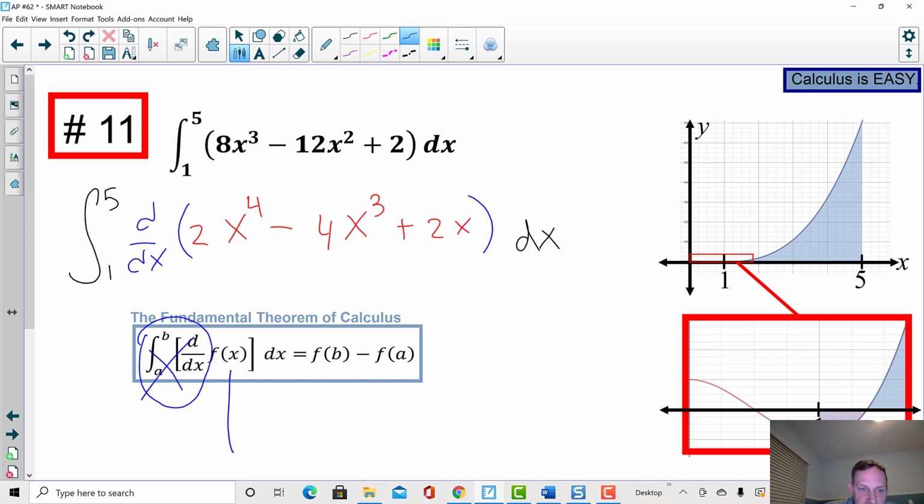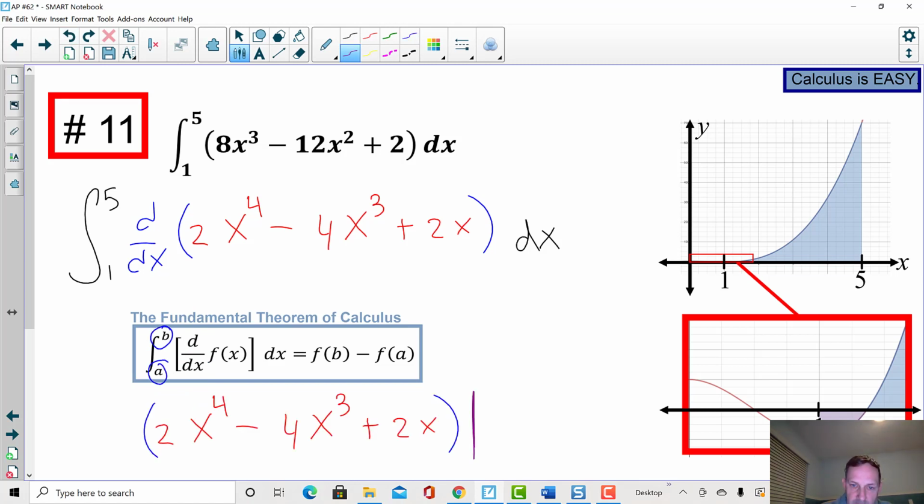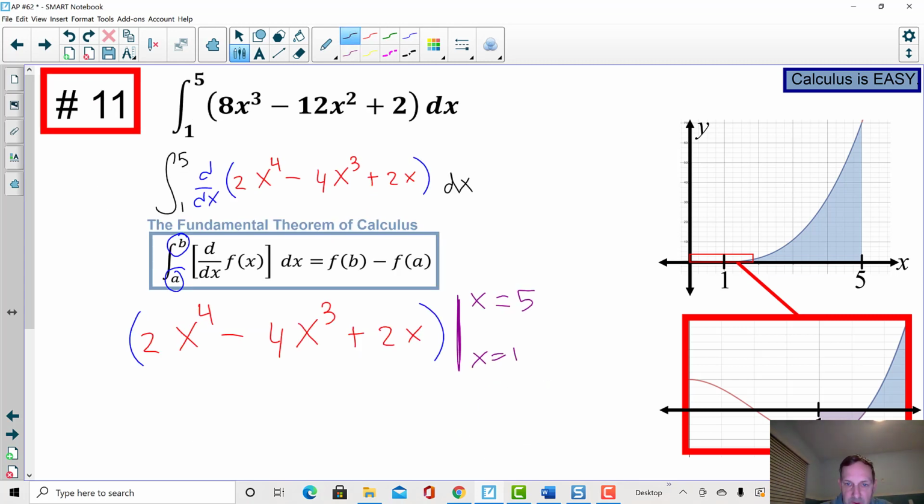So your answer is just going to be your f of x. But you do have to evaluate it from the start to the end. So we're going to have to evaluate it from x equals 1 to x equals 5. Now remember, you have to plug in the ending value first. So we're going to plug in a 5 first. And then we're going to put a minus. And then we have to evaluate it at 1.